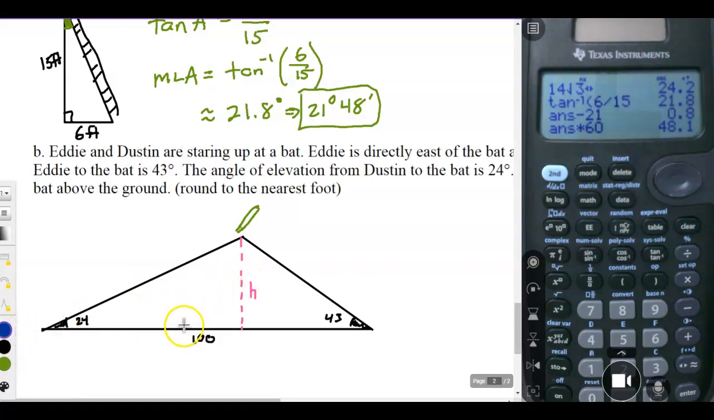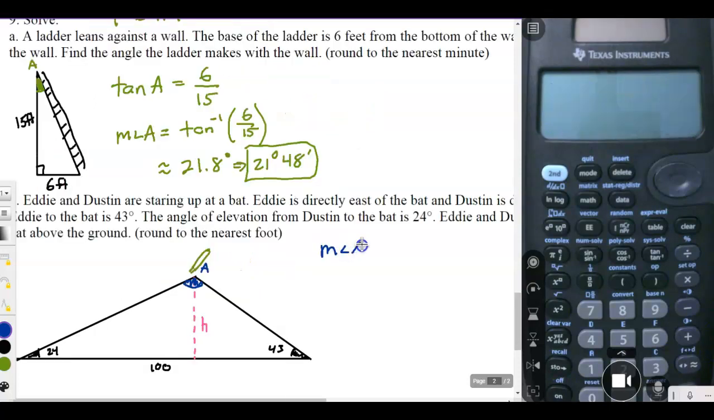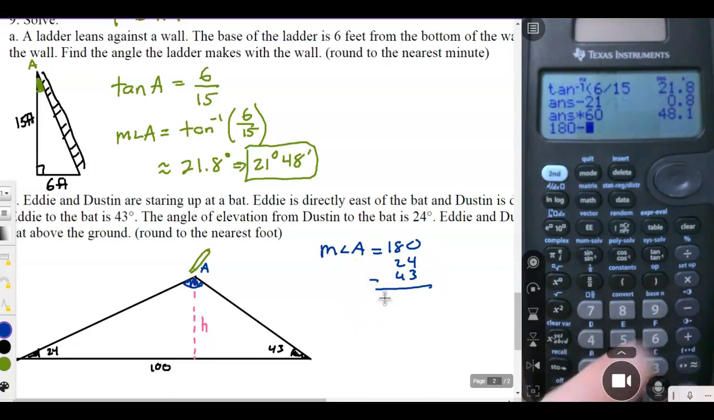First of all, I could use law of cosines. I've got two sides and an angle, side angle side. I can use law of cosines to find this. That would work fine. So let's do that. I'm going to find A, and we're going to do 180 minus 24 minus 43. Alright, and that will give us 113. So now we know A is 113 degrees.